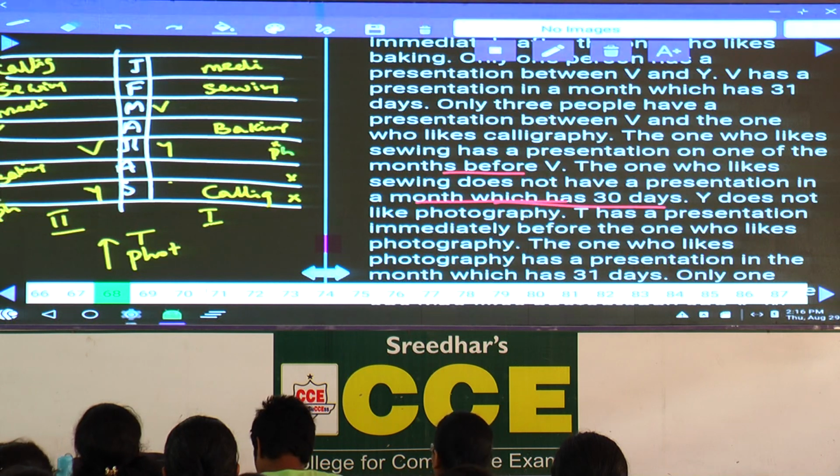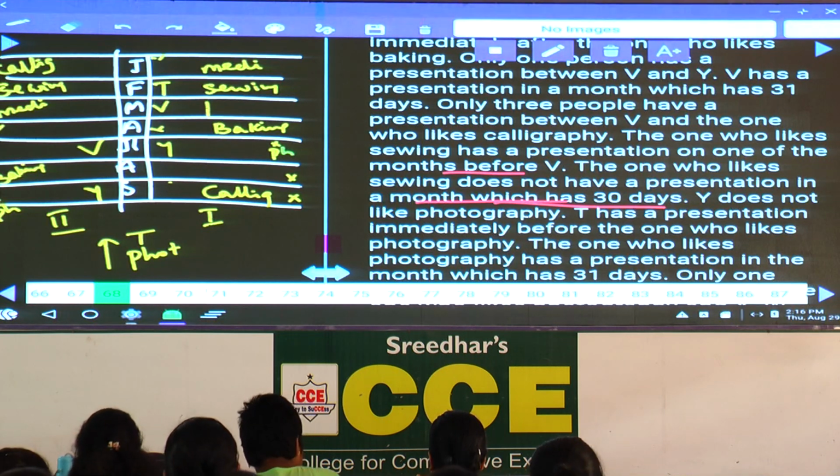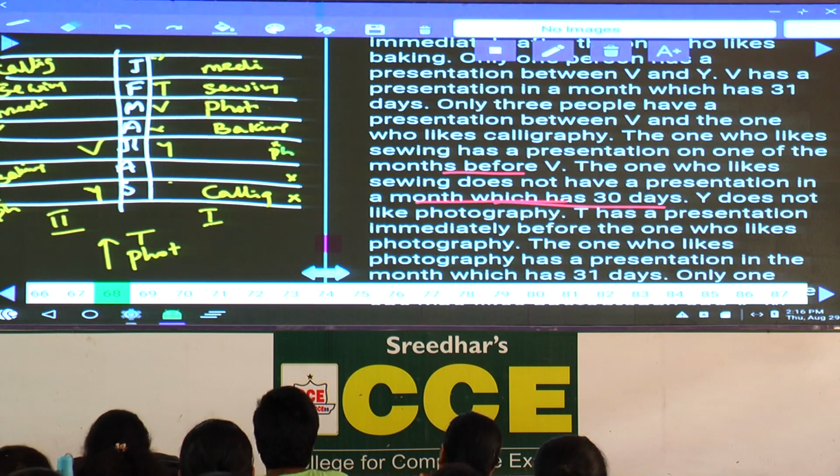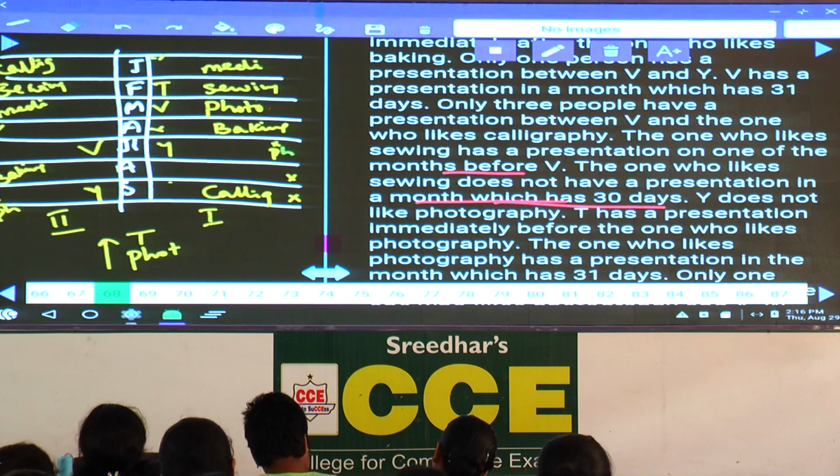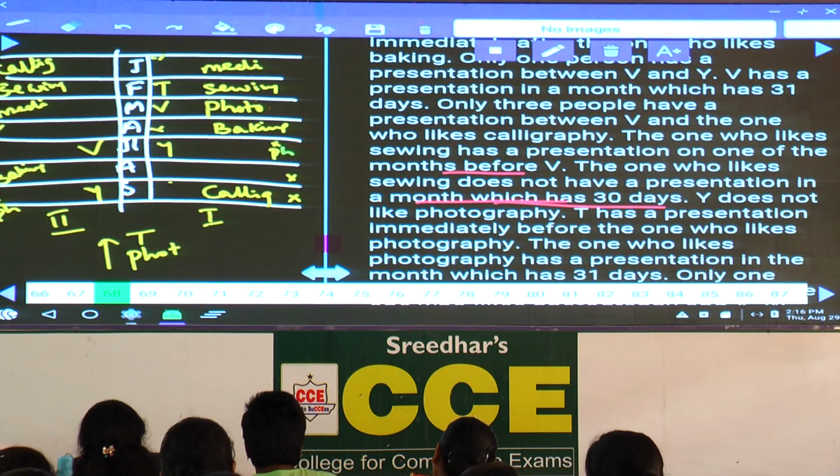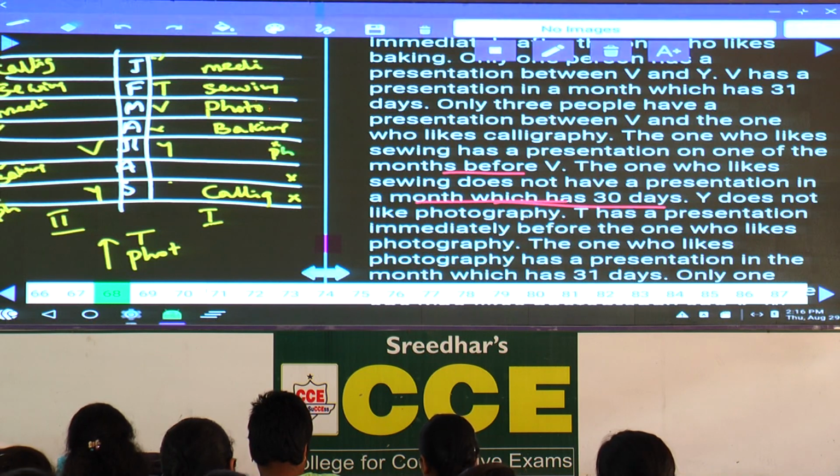T cannot be here. And T cannot be here, isn't it? And T cannot be here. Then what is the only possibility we have? T must be in the month of Feb, and photography must be in the month of March. Done with this one? T and photography. And in the second case, now T cannot be in the month of August because photography cannot be in the month of September. And next one, T.